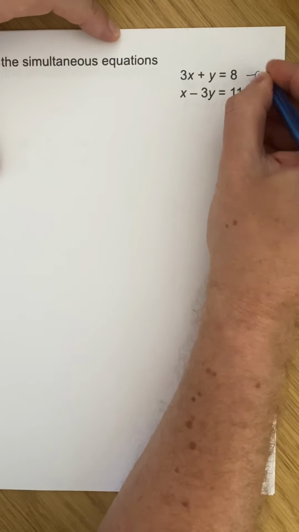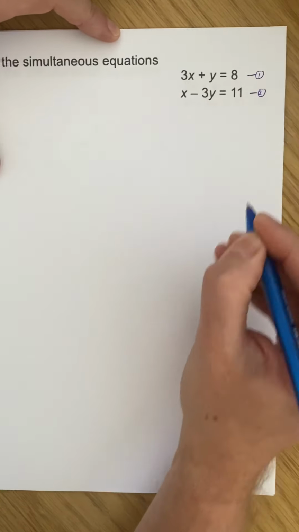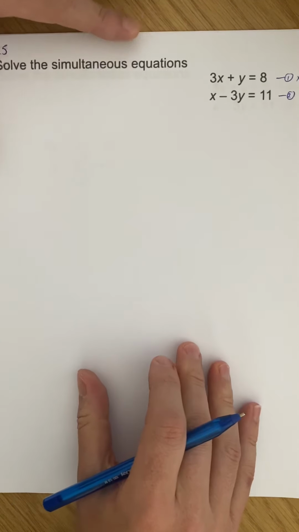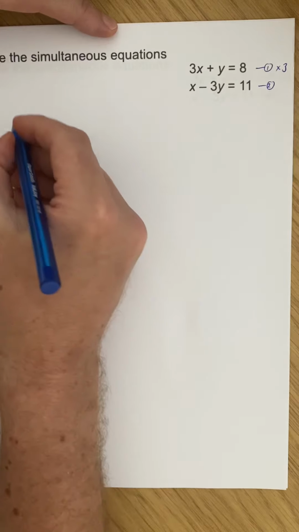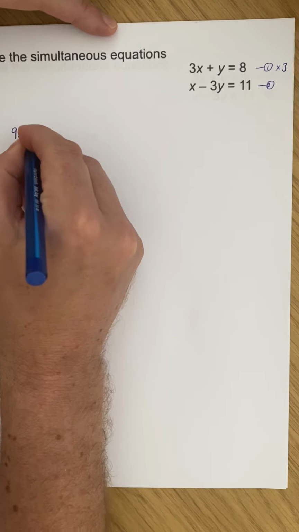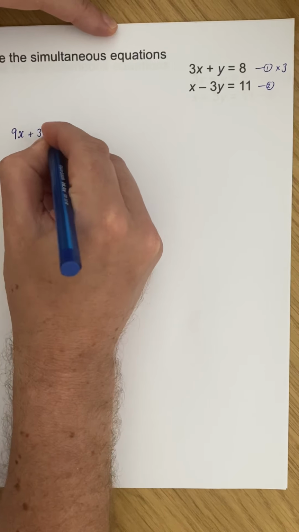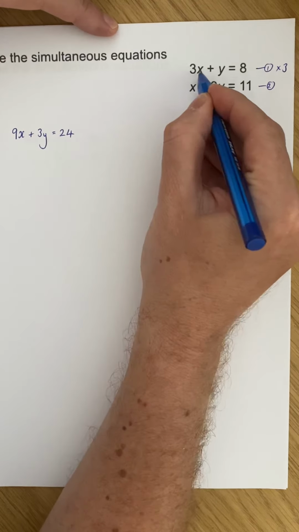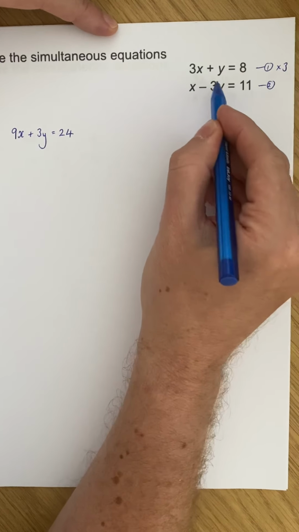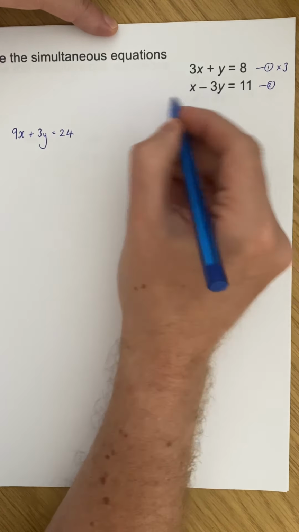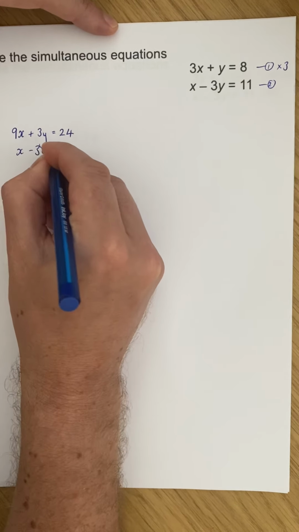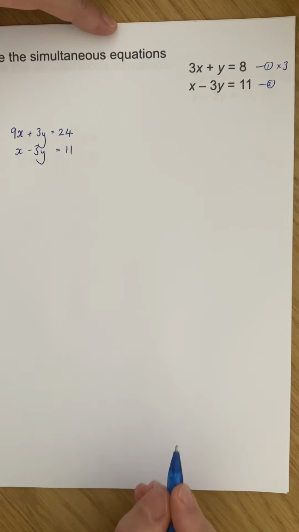If I label this equation 1 and label this equation 2, and I just multiply equation 1 by 3, this is what we'll get. 3x times 3 gives us 9x, then we get 3y, and then we get 24. Each of those multiplied by 3. This one, we don't need to do anything with it because it's already a 3y. So I'm just going to rewrite it out again: x take away 3y equals 11.